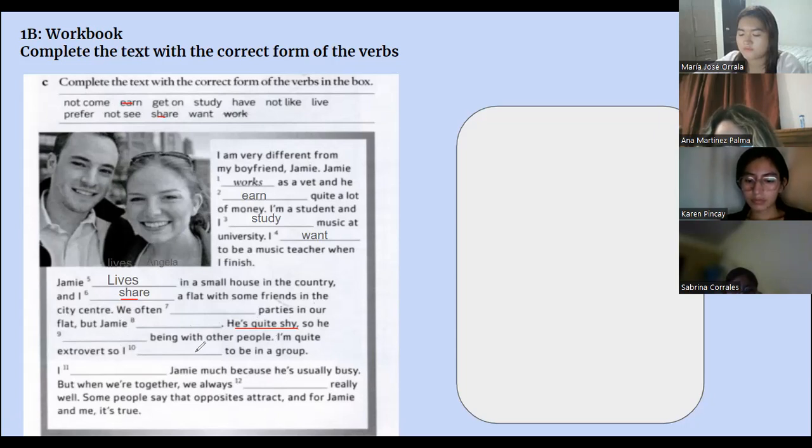I'm quite an extrovert, so I prefer to be in a group. What do you think? Noelia, I think she's working there. I can see your name. Yeah, I'm reading and trying to figure out what the word is. So he's shy, but she's not shy. She's an extrovert. He's shy. So since he's shy, he doesn't like being with other people, right? And since she's an extrovert, she prefers to be in a group, right? Because they're different. What about number 11?